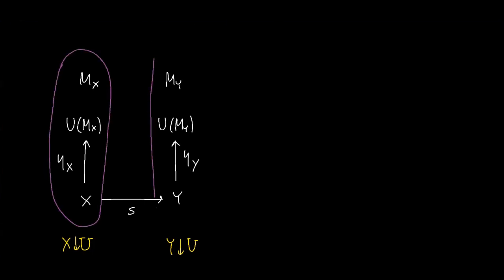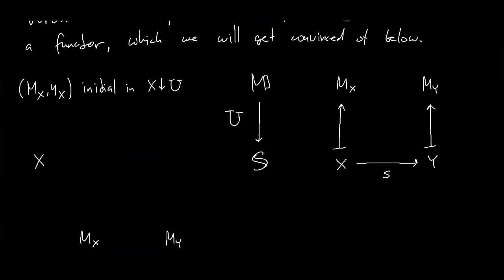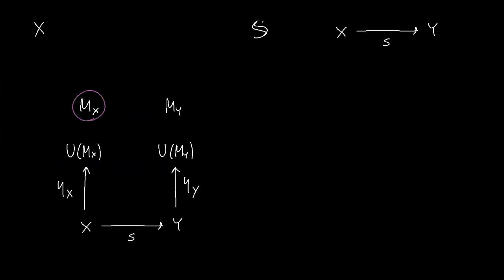And now coming here, you see we've got this one object here. We've got another object, but now the problem is that these objects live in different comma categories. The first one lives in the comma category X, U. The second one lives in the comma category Y, U. What we want to do is to turn this process of creating MX out of X into a functor.